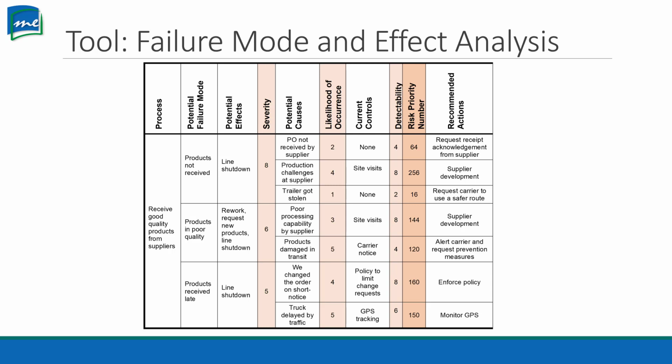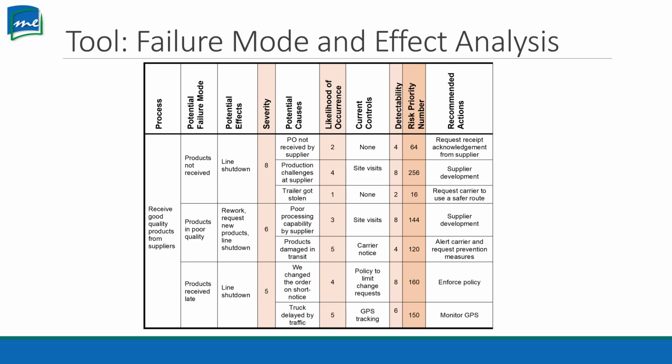So a potential cause for products not being received: the purchase order was not received by the supplier. And then we have a likelihood of that occurring as a 2 out of 10. Well, production challenges at the supplier, that's rated as a likelihood of 4. And then a potential cause of the trailer got stolen, that's why the products were not received, as a 1. So that's extremely unlikely to happen. And you can see the rest of them, so I won't go through the rest of them. But we've rated those.